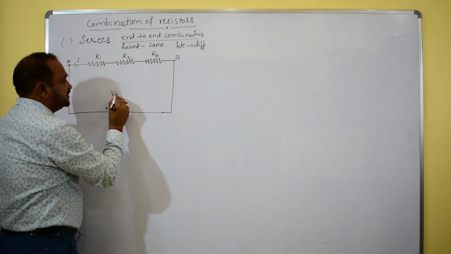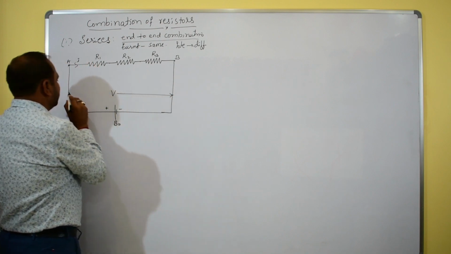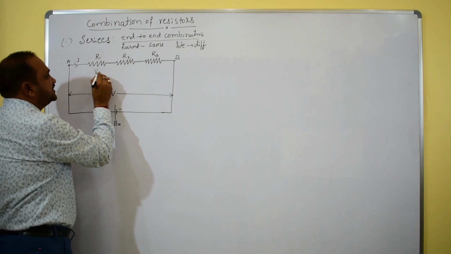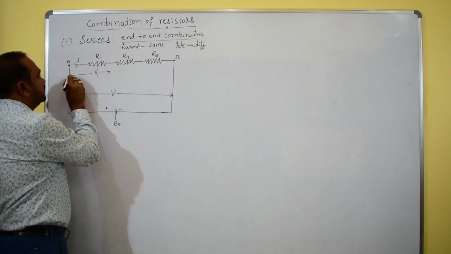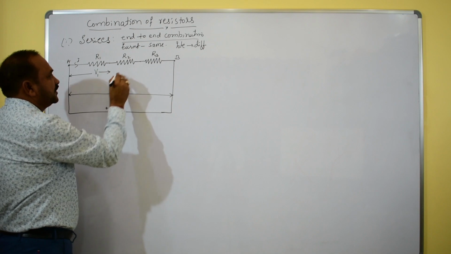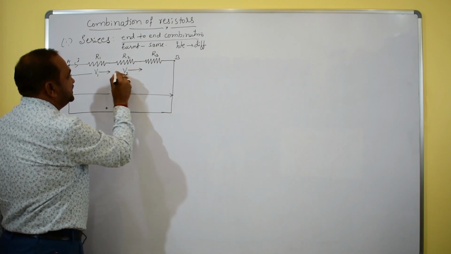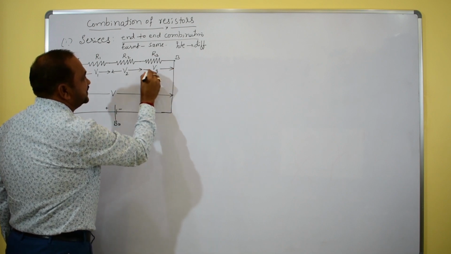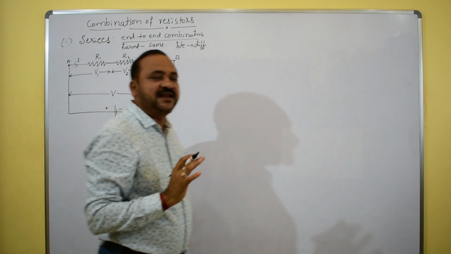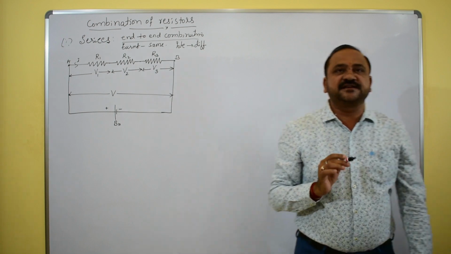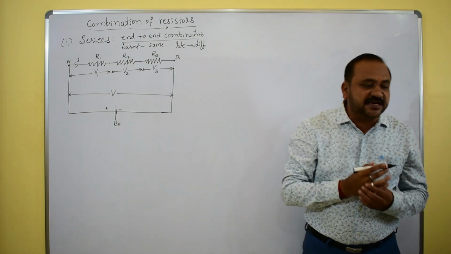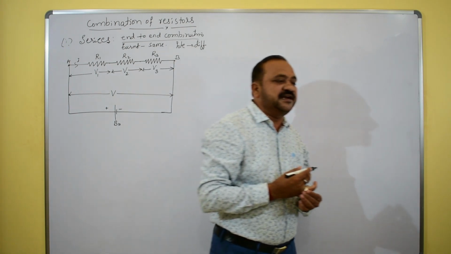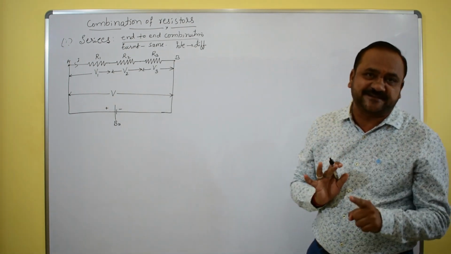See, the total potential, that's a V between two ends. Say that V1 is the potential difference across this R1, V2 is the potential difference across R2, V3 is the potential difference across R3. In this particular consideration, the total potential difference across the combination is equal to the sum of the potential difference across each resistor.